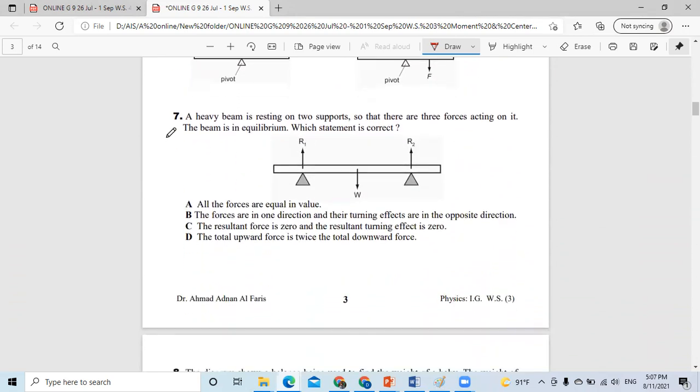Okay, question number 7. Which statement is correct? A heavy beam is rested on two supports so that there are three forces acting on it. The beam is in equilibrium. When they said equilibrium, that means there is no resultant force and no resultant moment. The resultant force is 0 and the resultant moment is also 0. So the answer is C.